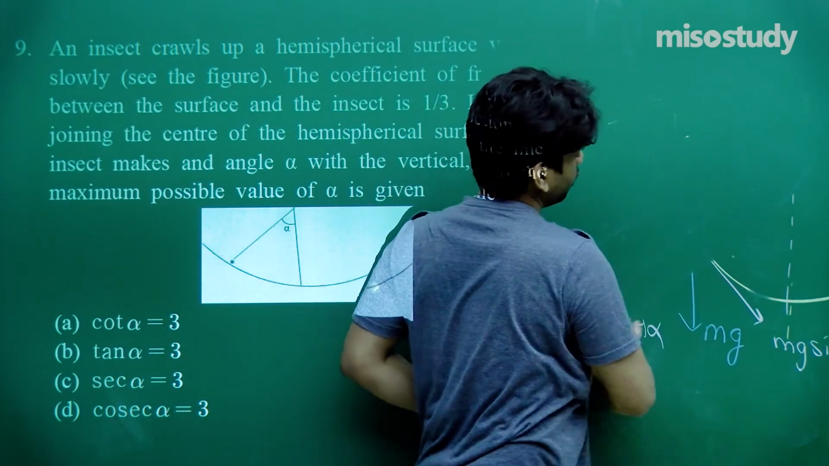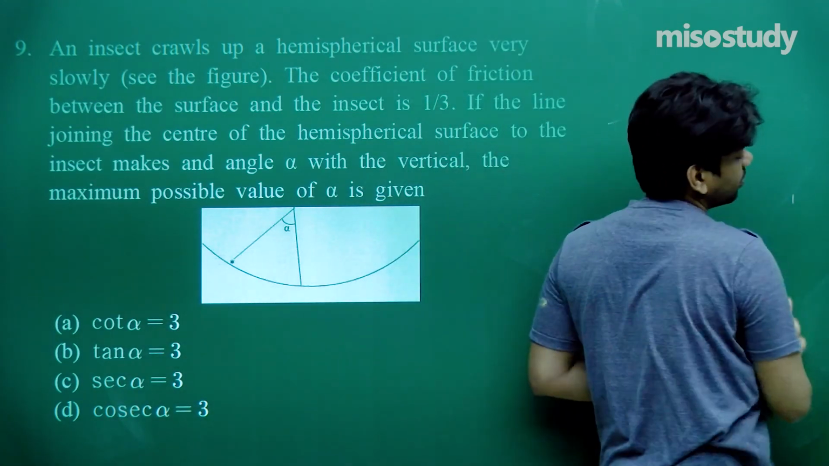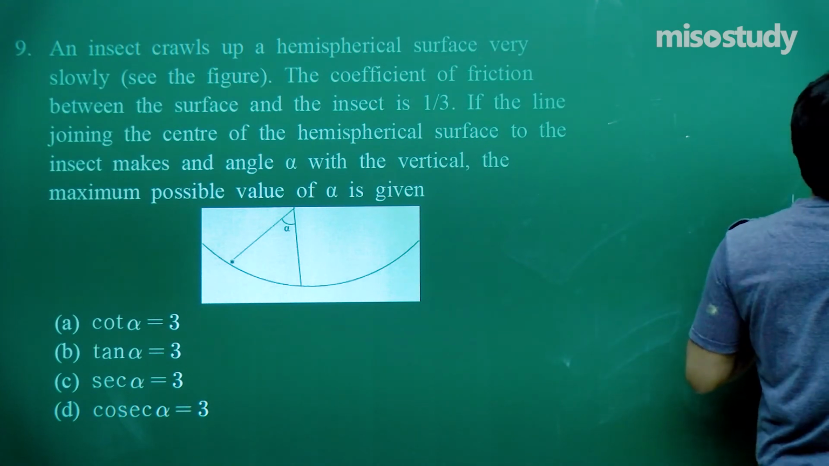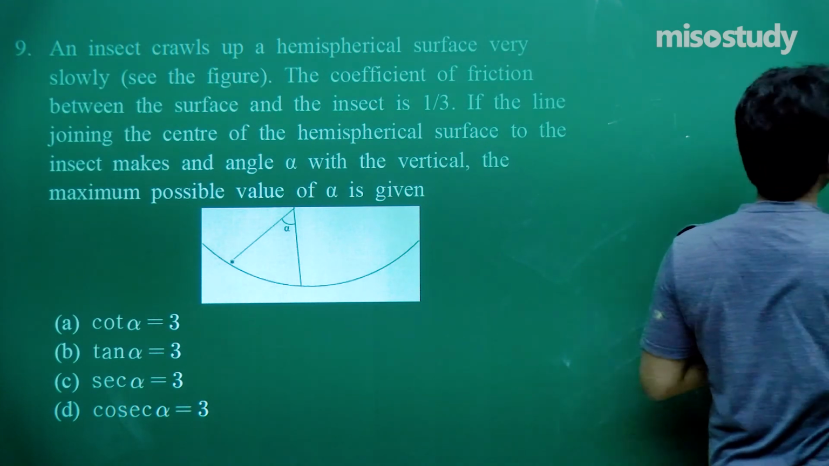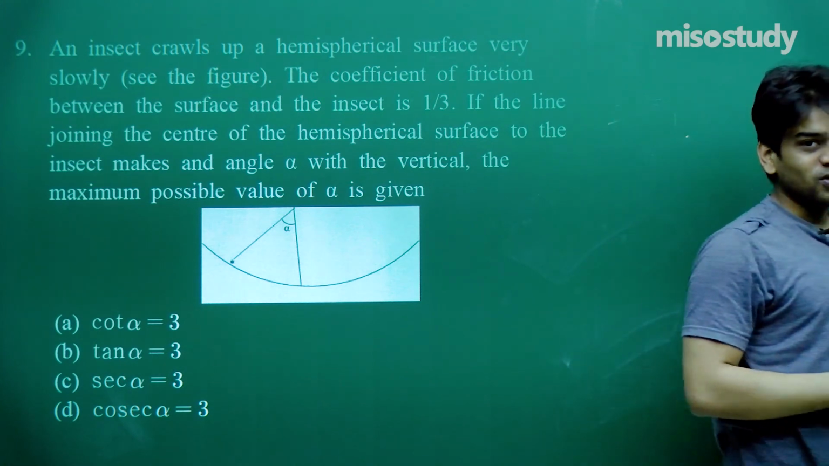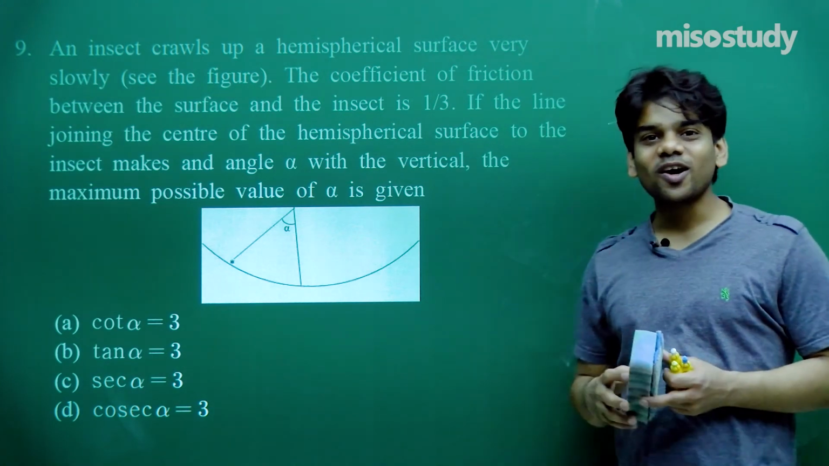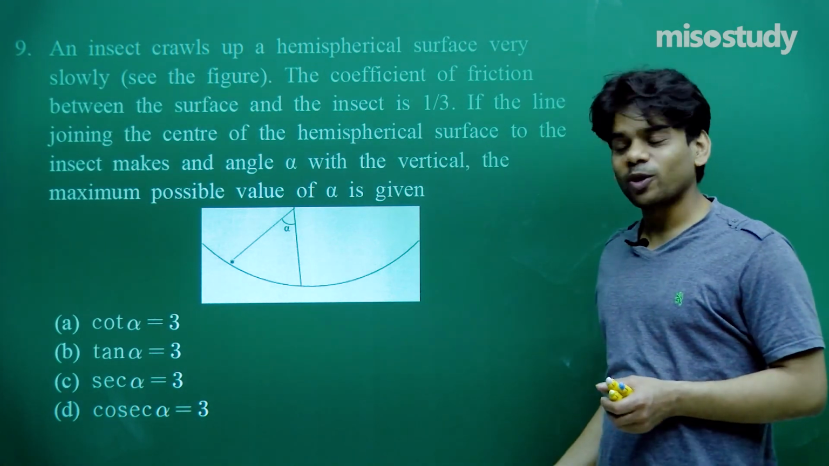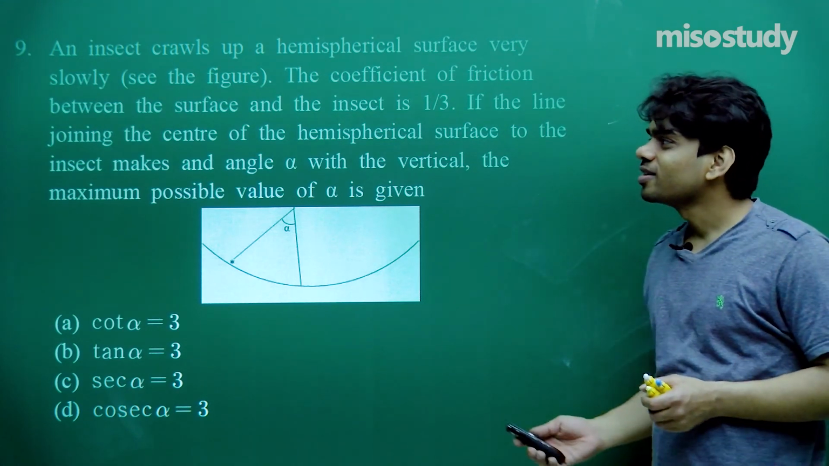So in different cases you have to resolve sometimes the normal reaction and sometimes mg. Here mg was resolved. If the hemispherical surface was rotating, then we need to resolve the normal reaction. That will depend on case to case, we will see that later on.